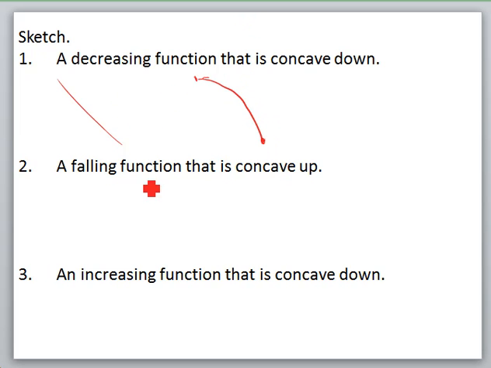A falling function that's concave up. So a falling function would look like this, okay, but if it's concave up, it's going to hold some water. Okay, so it's falling. This is concave up. It wouldn't hold a lot of water, but it would hold some water. An increasing function that is concave down. So increasing means it's going to be going up like this. Concave down, it won't hold any water, so it's got to be curved like this.